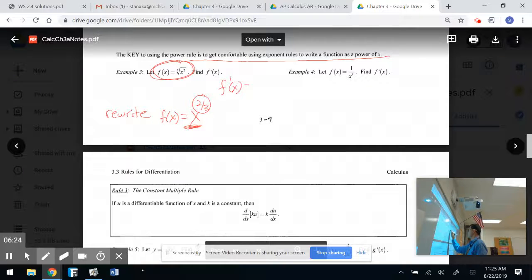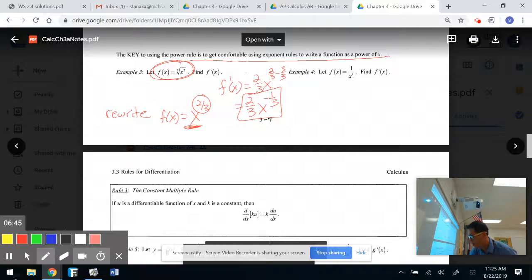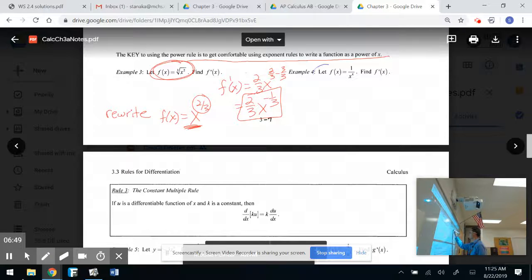So f prime of x is equal to 2/3 x to the, what is 2/3 minus 1? Well, that's 2/3 minus 3/3. Oh, I can handle that. That's 2/3 x to the negative 1/3. Booyah. And we like negative exponents in AP Calc. Got it, guys? So you can leave it like that. Don't try to show off your skills by putting that in the bottom or anything like that.